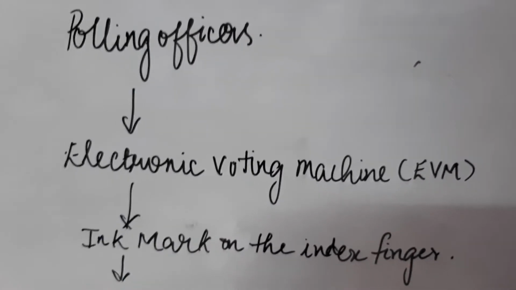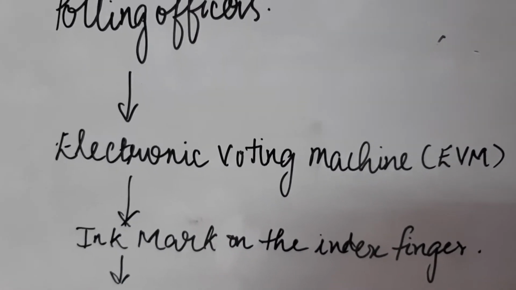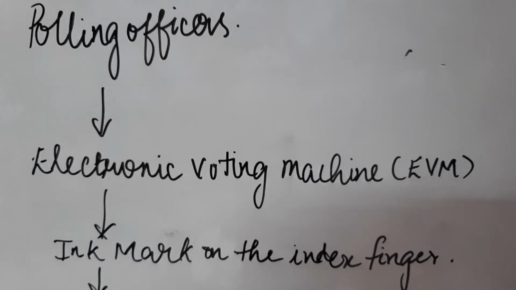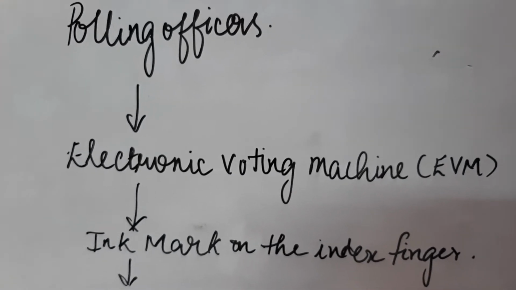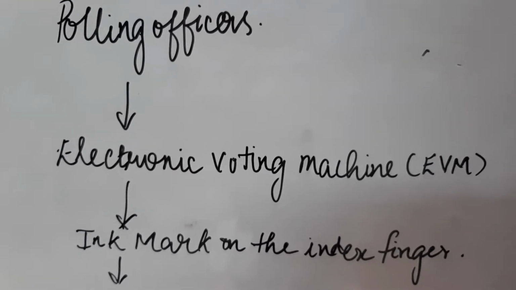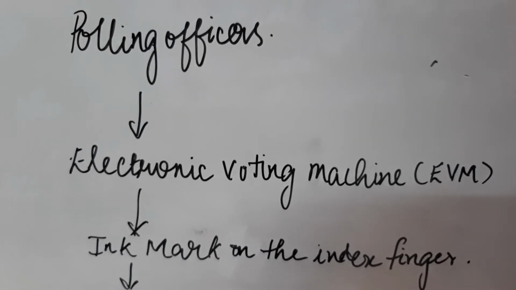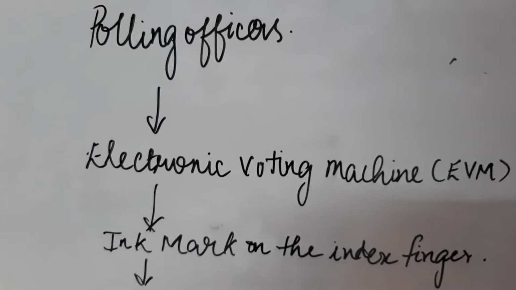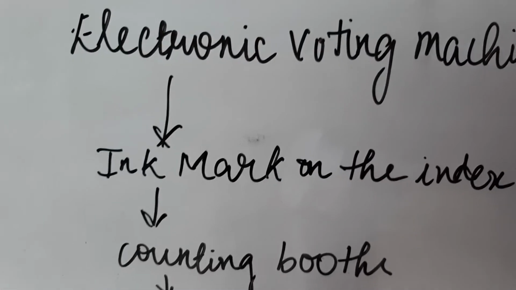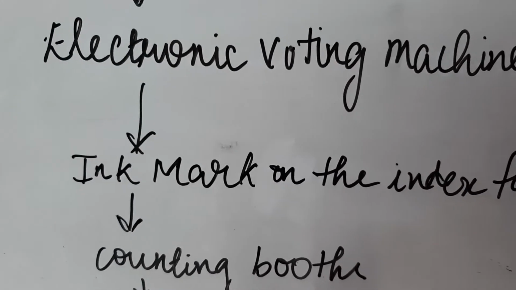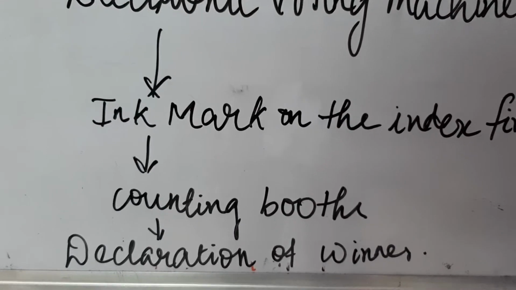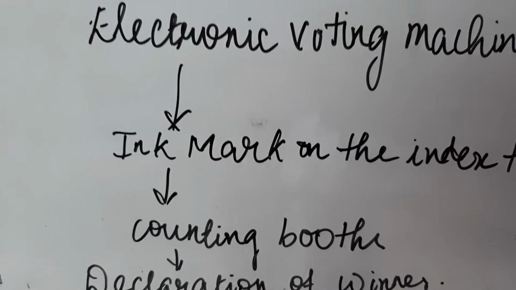So the next step is the ink mark on the index finger. After pressing the button on the electronic voting machine, you will be marked with ink on your index finger, so that it indicates that your vote has been cast. That ink is permanent ink and it will not be erased for many days. It will be on your hand for a long time. It cannot be erased easily. So the cast votes will be taken to the counting booths after a period of time, where the votes are counted. After counting, the declaration of the winner of the election will be announced.